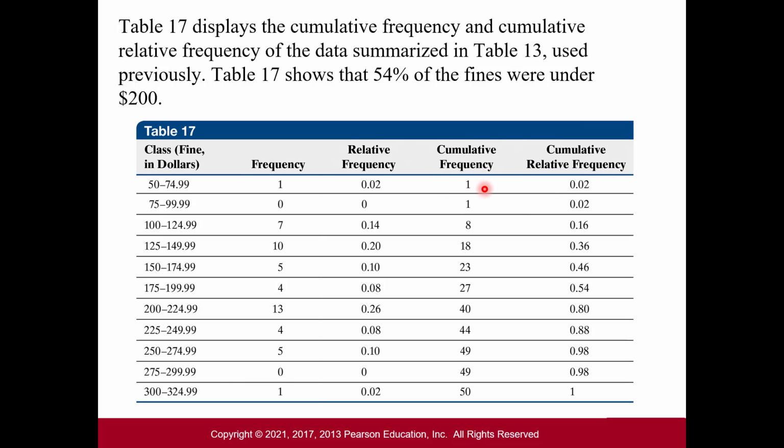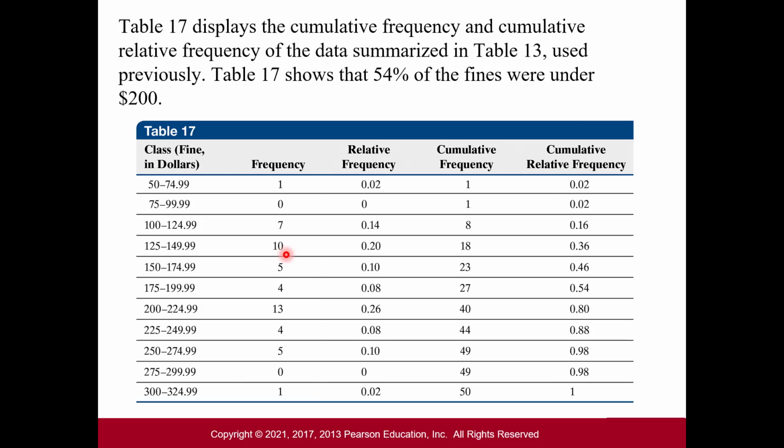So the cumulative frequency in the first class, well, there was only 1 occurrence, so it's 1. But when we move to the next class, we count what we've previously counted. So even though there was no occurrences in the second class, we still had 1 occurrence, or 1 frequency value, previously. Then the next class had 7 for its frequency, so we just add that to the previous one. That's where 8 came from.